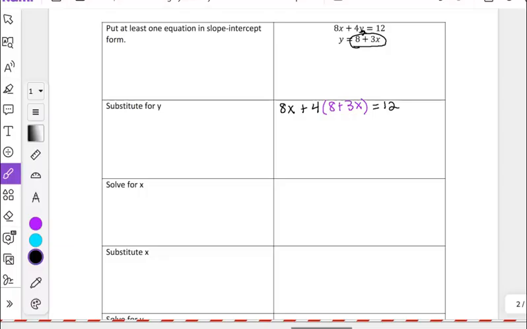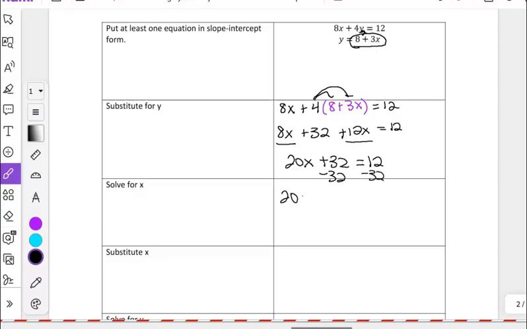Now I'm going to have to solve it, so I'm going to distribute, and I have 8x plus 32 plus 12x equals 12. Combine like terms, so 20x plus 32 equals 12. Subtract 32 from both sides. So 20x is going to equal negative 20. Divide by 20, x equals negative 1.